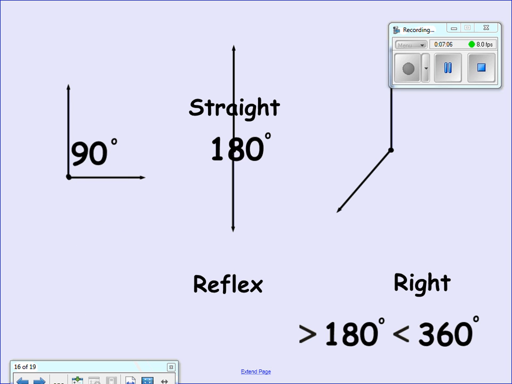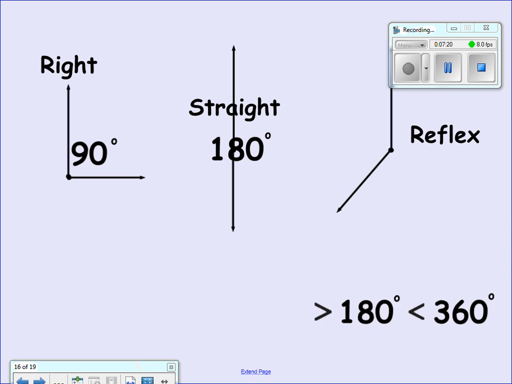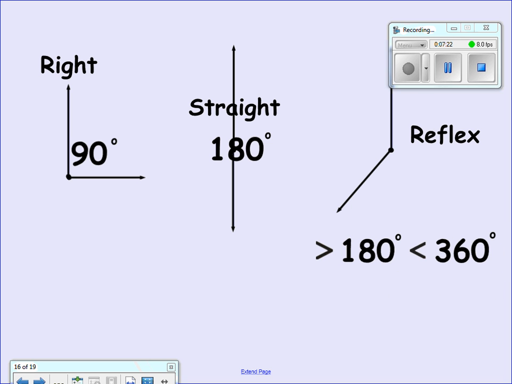The next one, which one is a right angle? Right here is my 90-degree angle. Remember the perfect corner from yesterday's lesson? So right angle. Now, where is my reflex angle? This is my reflex angle. That means it is greater than 180, less than 360. Reflex is on this side. If I'm on this side, this is called an obtuse angle.